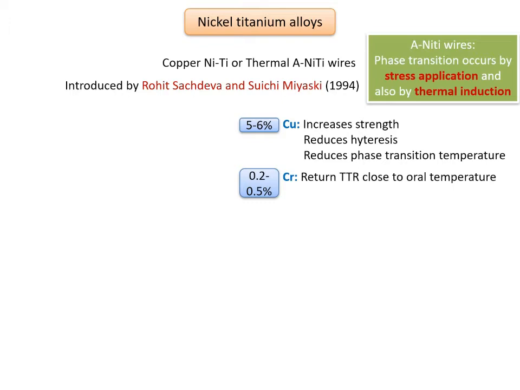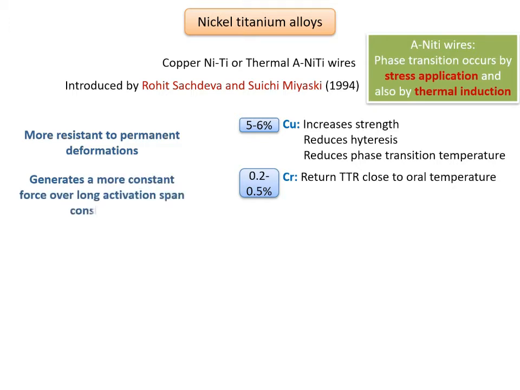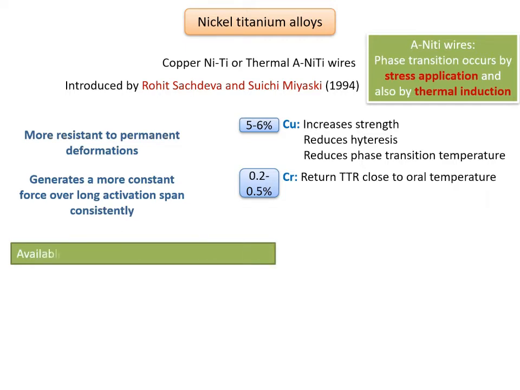So depending on the AF temperature, that is the austenite finish temperature, copper nickel titanium can be classified into 4 types. Type 1 has an austenite finish temperature of 15 degrees centigrade. It is not used for clinical applications due to its high force level. Type 2 has an austenite finish temperature of 27 degrees centigrade, which generates heavier force than type 3 and 4 wires.